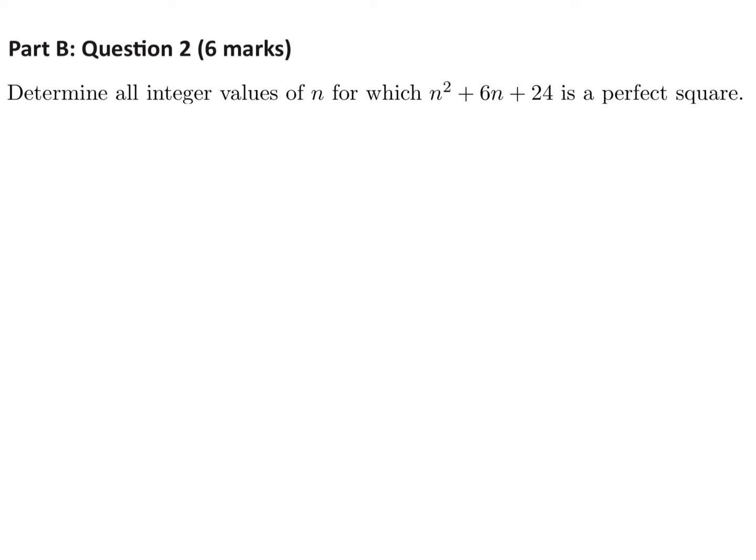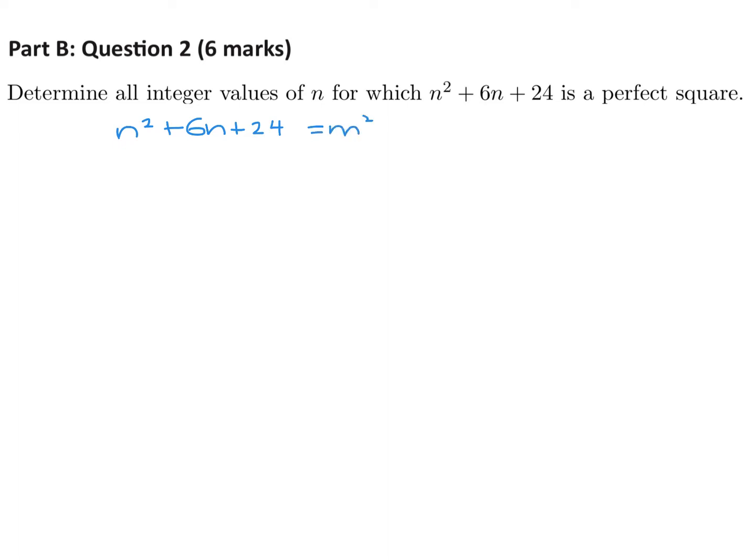Determine all integer values of n for which n squared plus 6n plus 24 is a perfect square. Okay. N squared plus 6n plus 24 is a perfect square, so we'll just call it m squared.